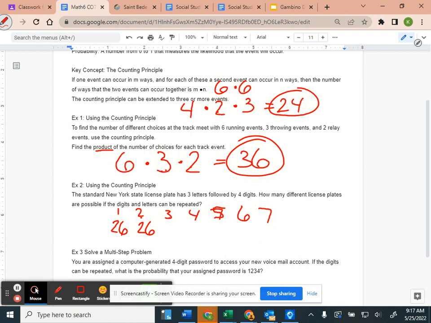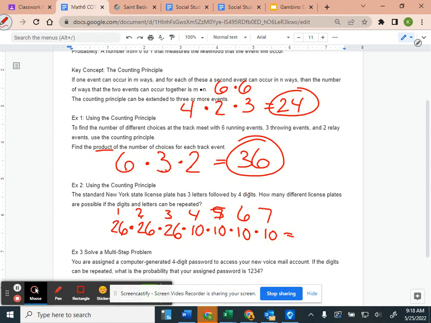Number 3 is a letter. Number 4 is a digit. 9. 10. Yeah, don't forget about 0. Number 5 is a digit. 10. Number 6 is a digit. Number 7 is a digit. What do I have to do with all of these numbers? Add them up. No, we don't add them up. Multiply.